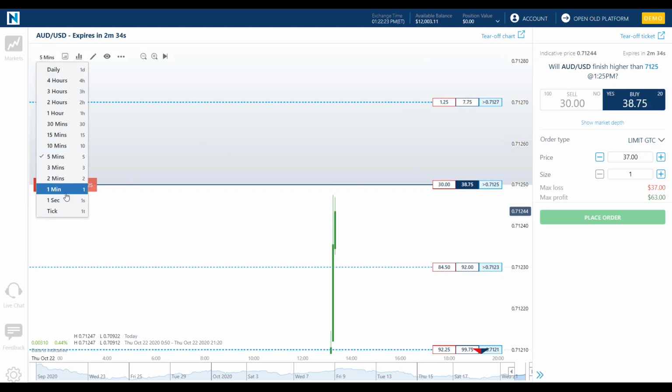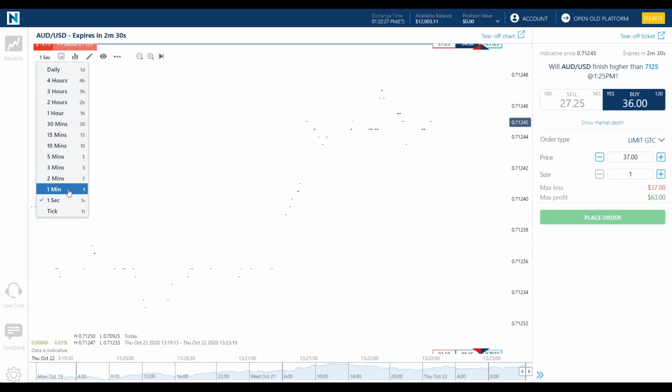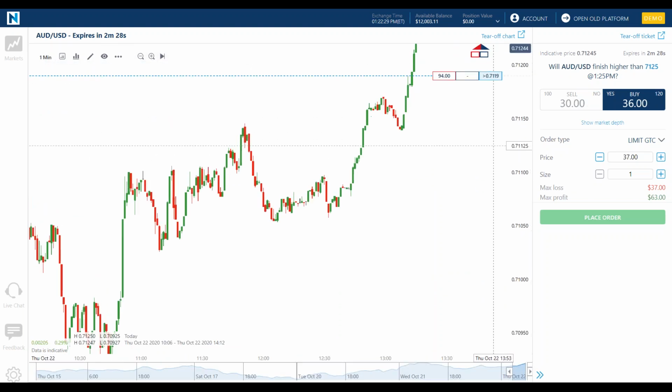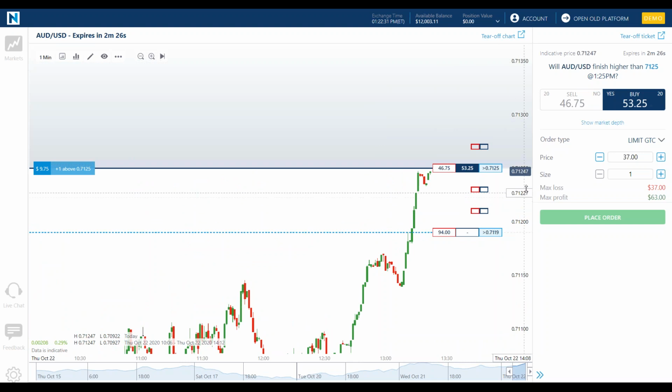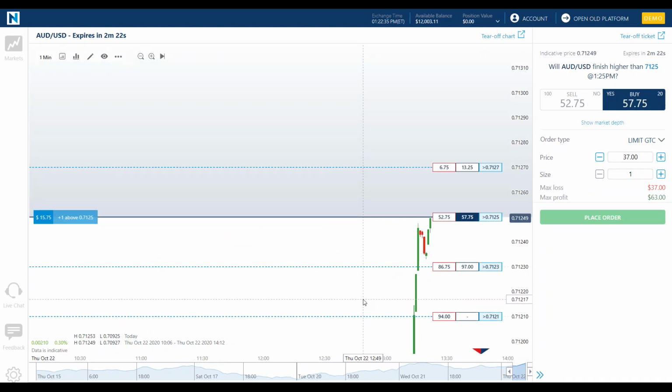Now I can see the price of, in fact, I don't want to do 5-minute ticks. I want to do, no, let's do 1 minute. There we go. Here we go. 1 minute. We've only got 2.5 minutes to go here. Okay. And notice I paid 37 for this. It is now trading right there at 71.25, and this is around a 50% probability.